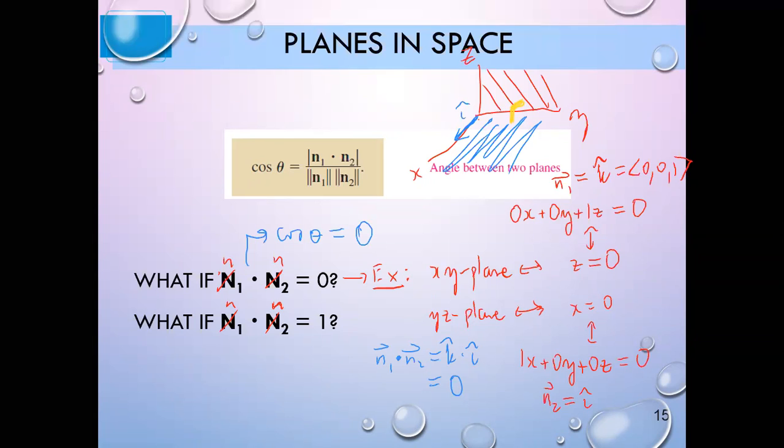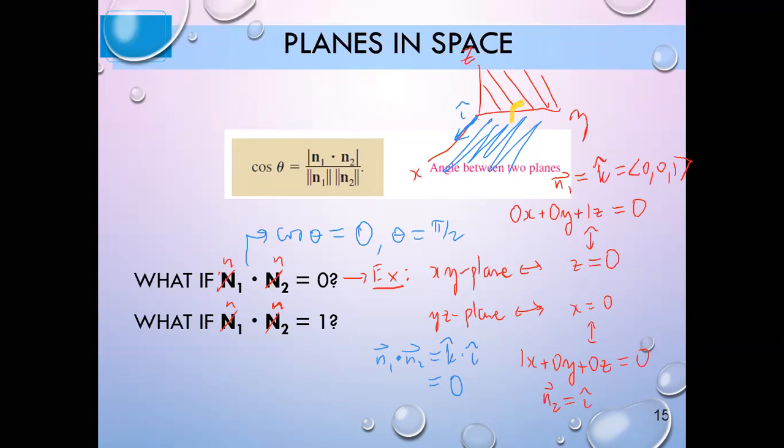And what angle between 0 and 90 degrees is such that its cosine is 0? What would that tell you? I'll tell you that theta has to be pi over 2. So that's interesting. What if the dot product of the normal vectors is 1? What does that tell you? What if the dot product of the two vectors is 1? Theta is 0. Is that true?